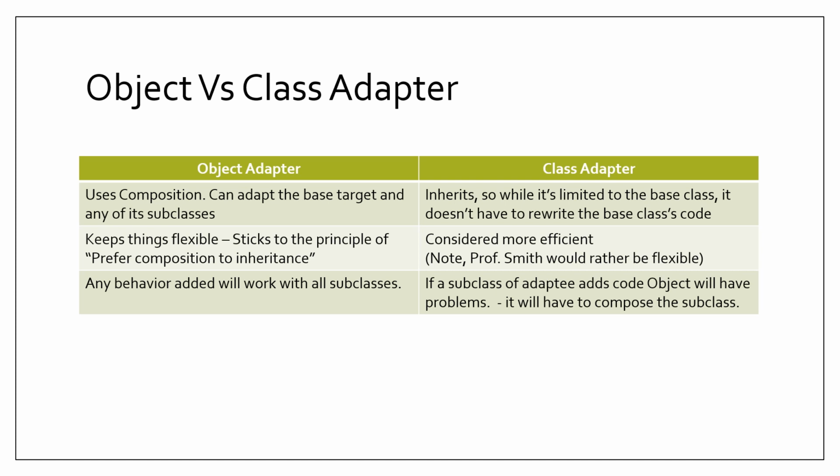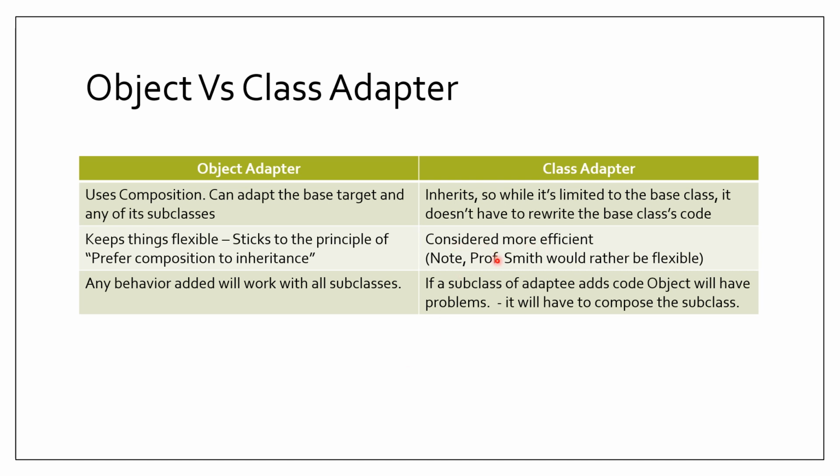So let's look at the object adapter. This is the one we actually saw code for with the turkey adapter. It uses composition. We have an interface that has a turkey inside it, whereas the class adapter is inheriting from two different base classes at the same time. The advantage here is you don't have to write the base class's code. You inherit all the base class code, and so you don't have to rewrite it. That means it's considered more efficient, as you can see in the second box here under class adapter.